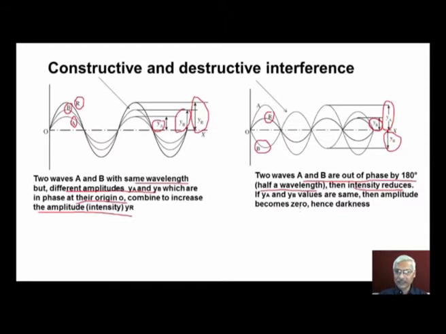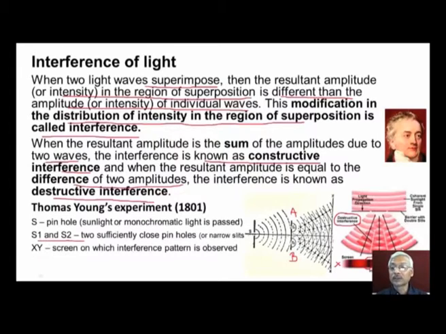If the YA and YB values are the same, then the amplitude becomes 0. That means complete destructive interference occurs and hence we get darkness. So that's what we observed here. This is the constructive interference wherein we get a bright area, and this is the destructive interference where we get a dark area because of complete interference.